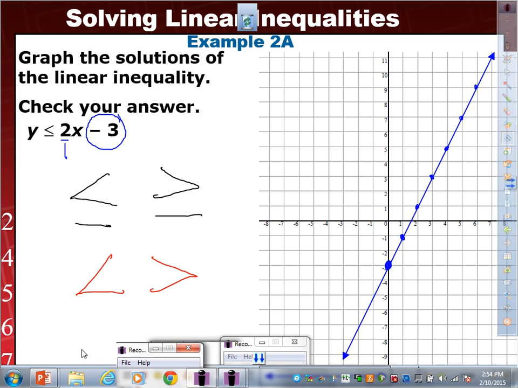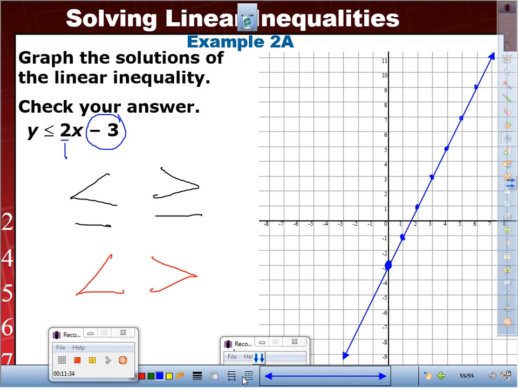Therefore, that kind of line or graph is going to look like this. Watch. What do you notice? It's not a solid line, it's a dotted line. Now, going back to when we graphed inequalities, remember if it had the equal sign, it was a solid point. If it didn't have the equal sign, it was an open point. Is that correct?